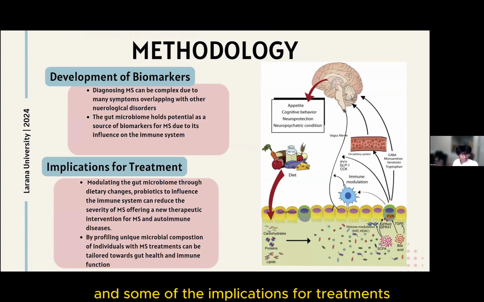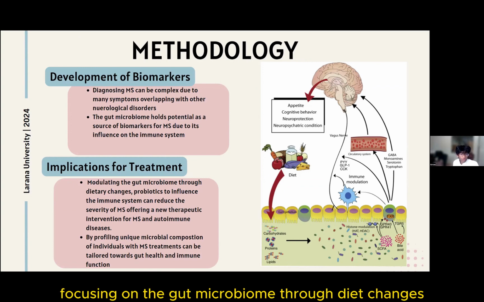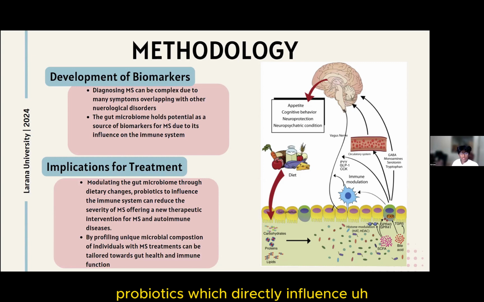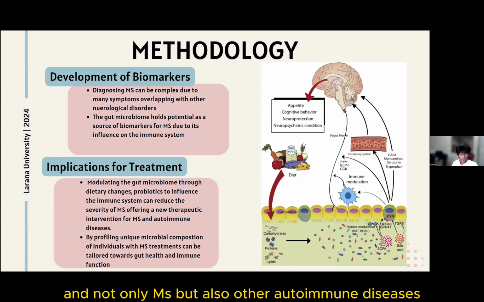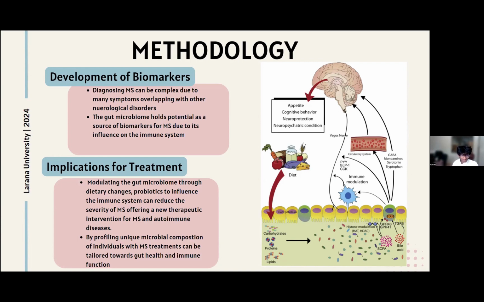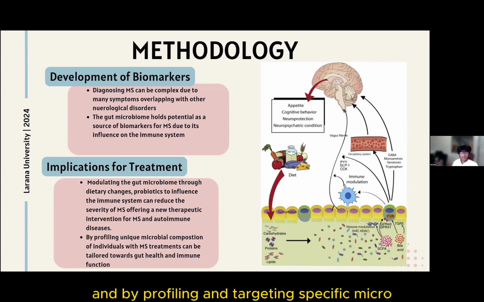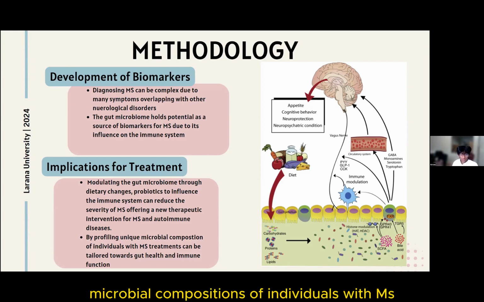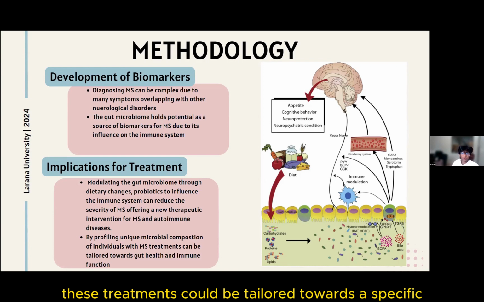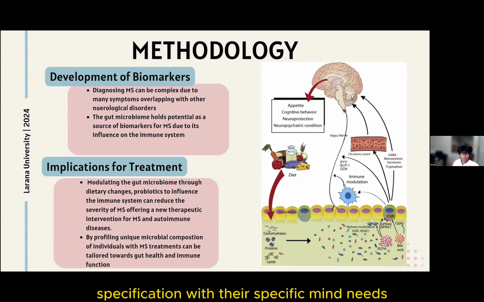And some of the implications for treatments I hope that we can do one day is focusing on the gut microbiome through diet changes and probiotics, which directly influence what proteins the gut produces, which can offer a new therapeutic way for MS, and not only MS, but also other autoimmune diseases. And by profiling and targeting specific microbial compositions of individuals with MS, these treatments could be tailored towards a specific person with their specific microbial needs.